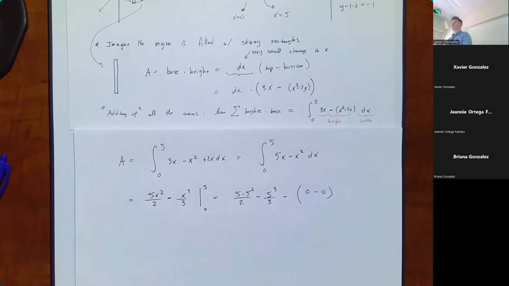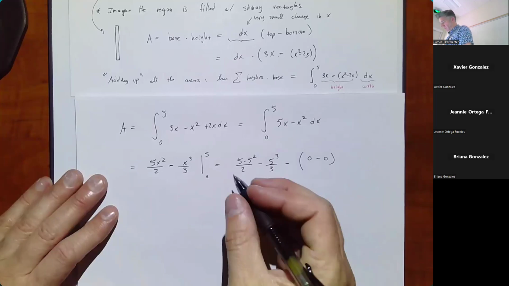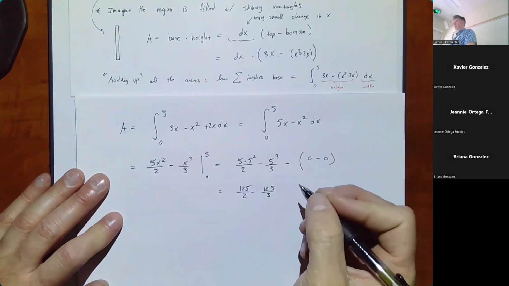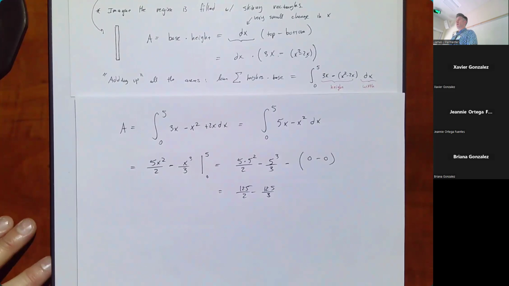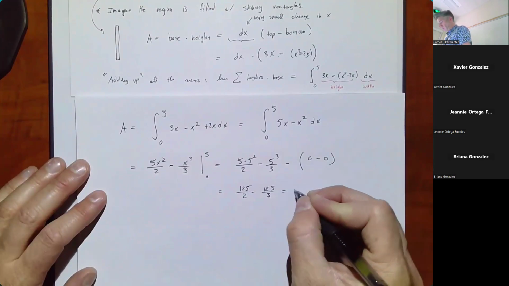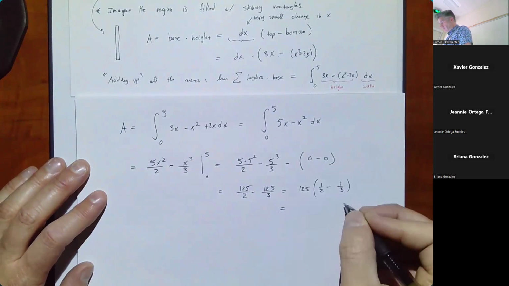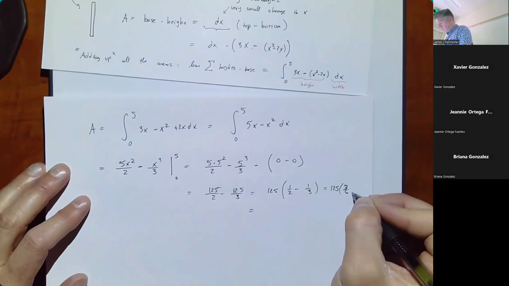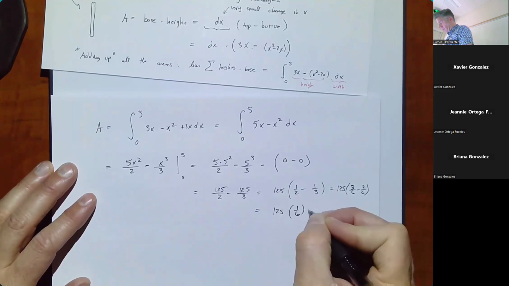Which I probably wouldn't write out. We could leave it like this. We could simplify it. It's not really very nice to simplify. This is going to be 125 over 2 minus 125 over 3. And instead of trying to get the common denominator right away, you might observe we could factor out 125. That's going to be 125 times 1/2 minus 1/3, which is going to be 125 times 3/6 minus 2/6, which is 125 times 1/6.